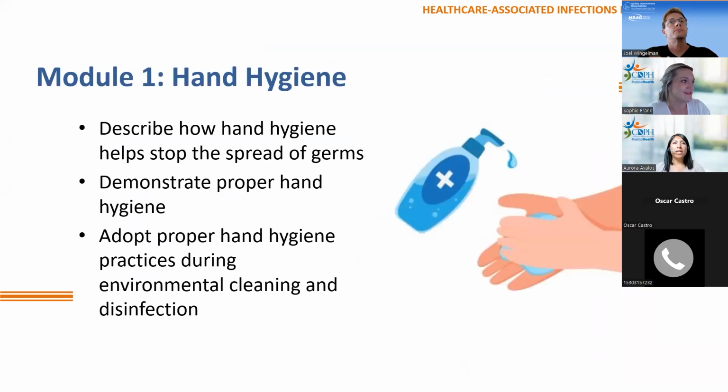So Module 1 reviews hand hygiene. By the end of the presentation, your staff should be able to describe how hand hygiene helps stop the spread of germs, demonstrate proper hand hygiene, and adopt proper hand hygiene practices during environmental cleaning and disinfection. Module 1 also discusses how germs may spread and reviews reservoirs and pathways. Let's now look at a few of these slides, and I will demonstrate how you can present them to your staff.